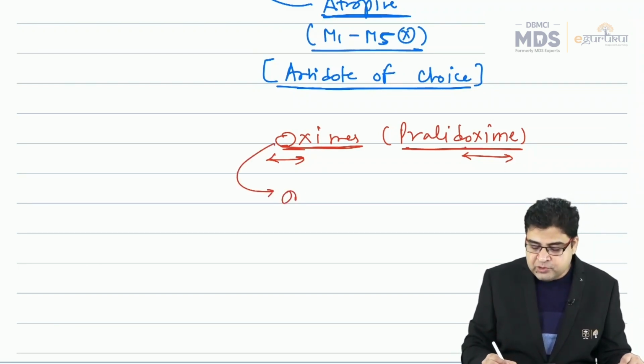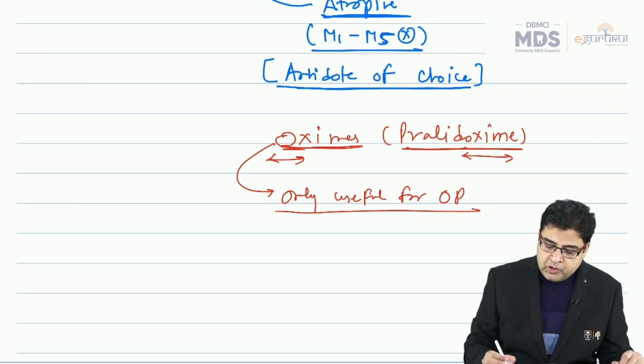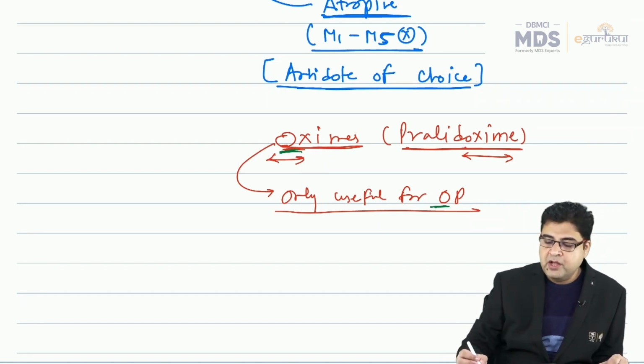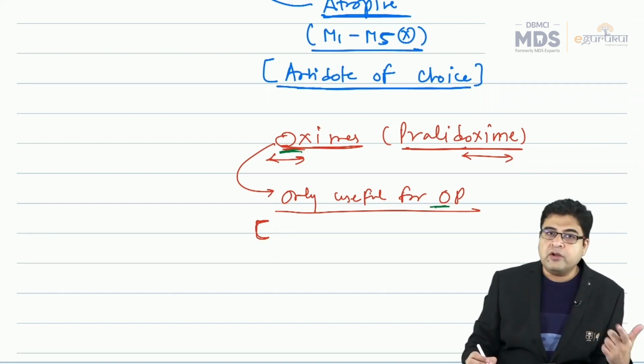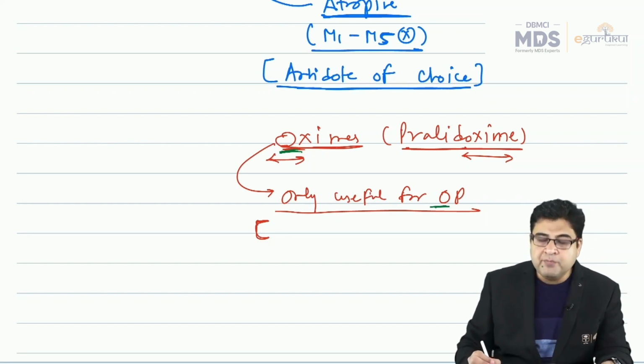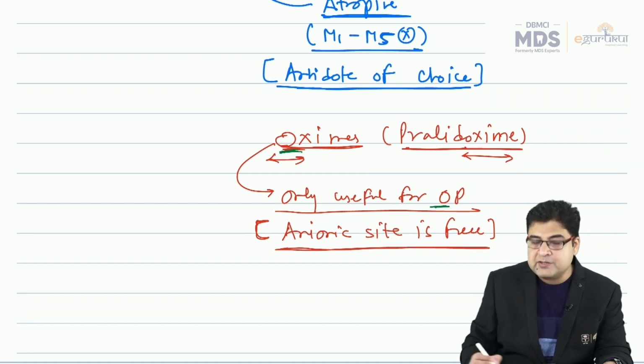Now these medicines are useful only in organophosphorus poisoning. So O is for O. You have to remember it this way: oxime starts with O, and they are useful only for O, that is organophosphorus. Now the question will be asked: why are oximes useful only for organophosphorus poisoning, not for carbamate poisoning? The answer is that in organophosphorus poisoning, the anionic site is free, but in carbamate poisoning, this anionic site is occupied.